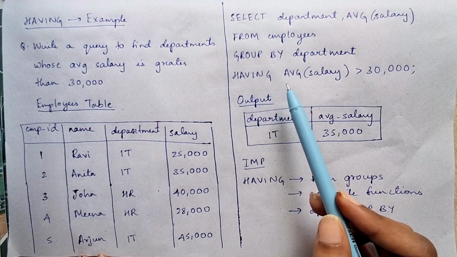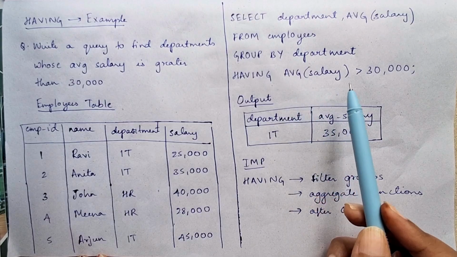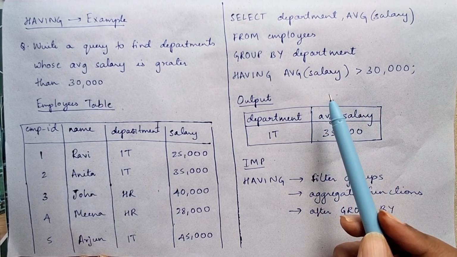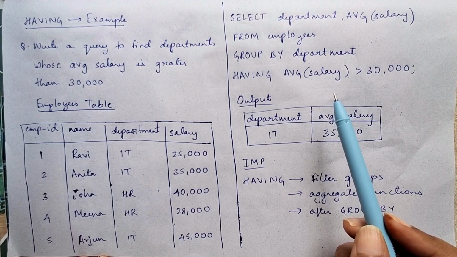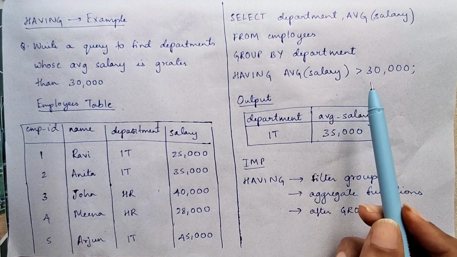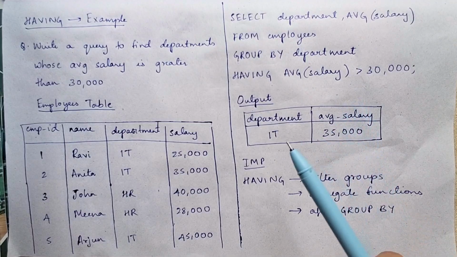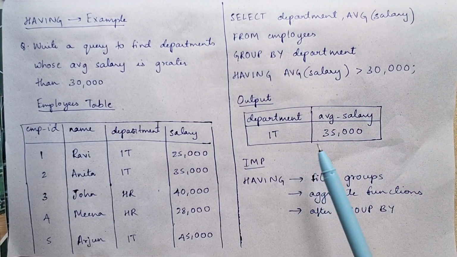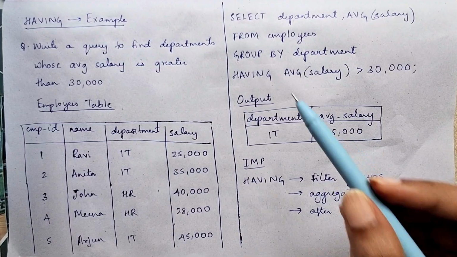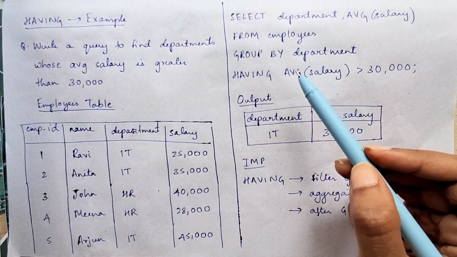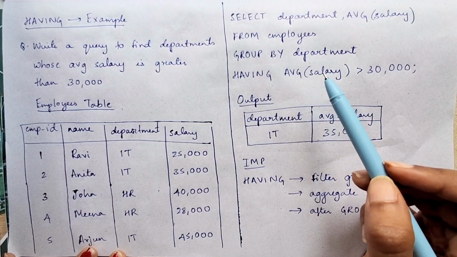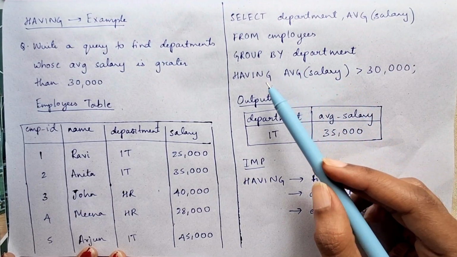Finally, the having clause is used to apply a condition on these groups. It filters the result and returns only those departments whose average salary is greater than 30,000. That is the IT department with average salary of 35,000. So this query first groups the data and then calculates the average and finally filters the grouped result using having clause.